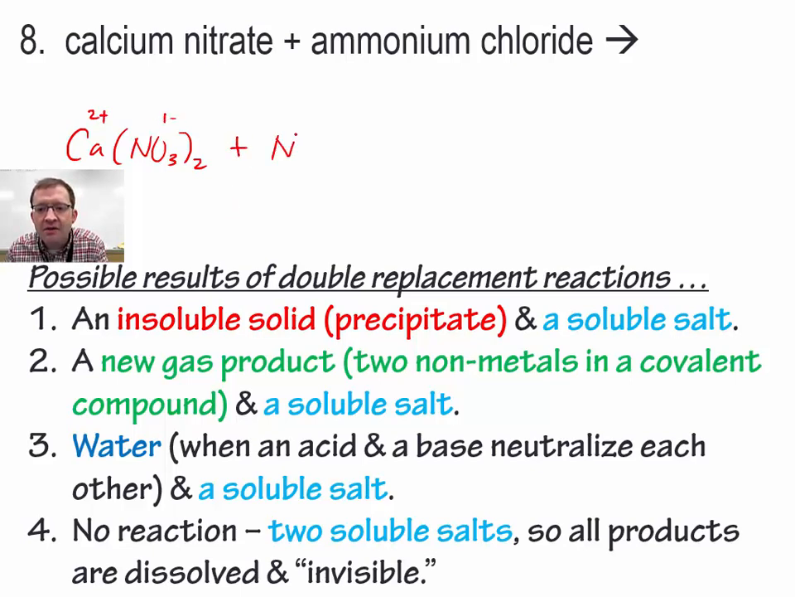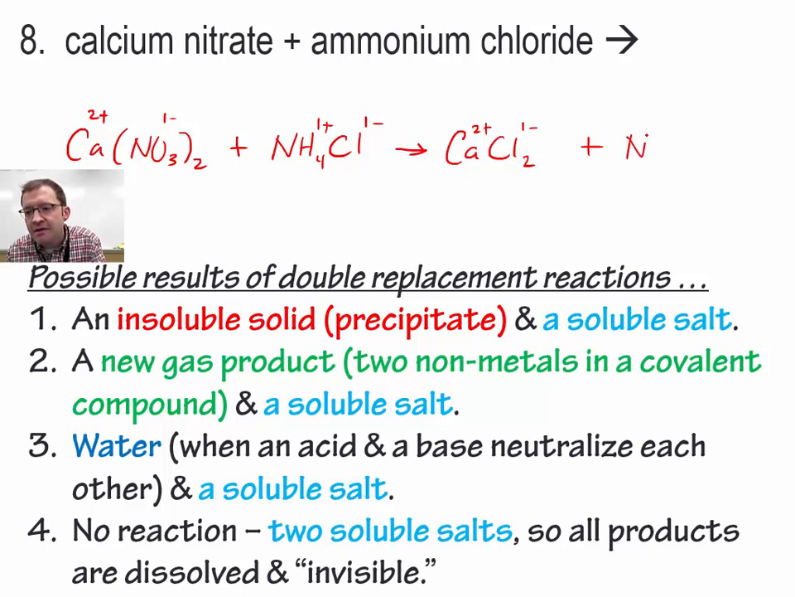Ammonium chloride: ammonium is that positive polyatomic ion we see as pretty much the only common one that we'll bump into. Chloride is -1, so that's NH4Cl. When I put those together, calcium will go with chloride, so calcium with its +2 charge and chloride with its -1 charge gives us calcium chloride, CaCl2. And our other product will be ammonium with nitrate, so NH4 with its +1 charge and nitrate with its -1 charge.